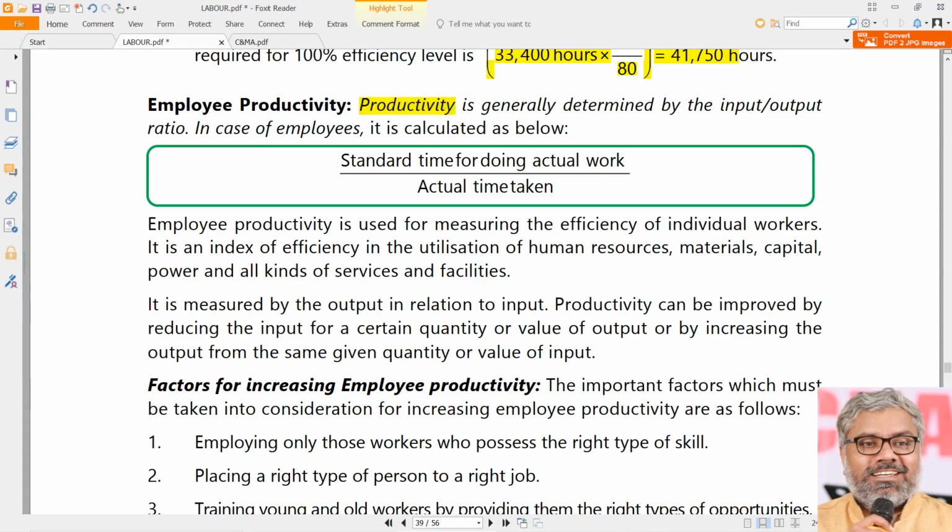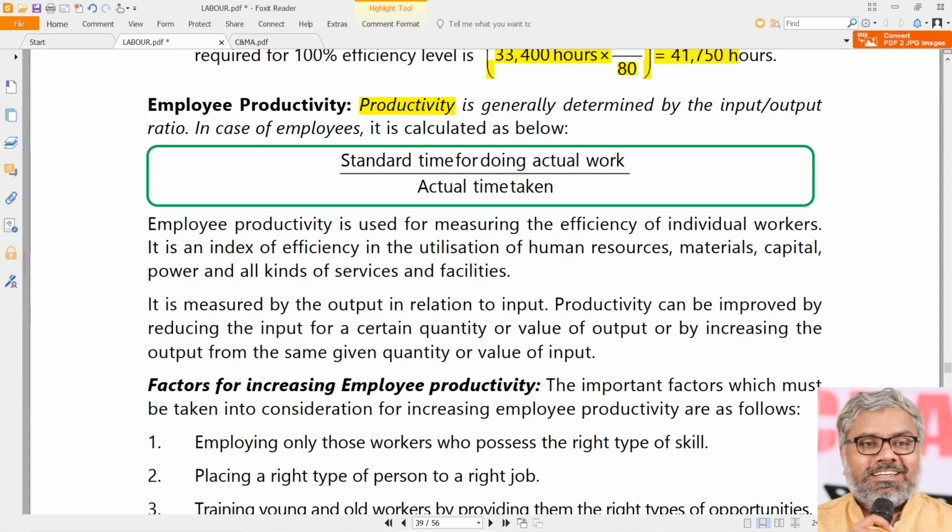Then another word comes, very frequently used word, that is productivity. What is productivity? Productivity is simply output by input, or input output ratio, we can call that. Output by input means output should be maximized, input should be minimized. Then only productivity will be maximized.